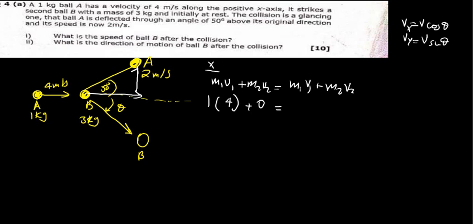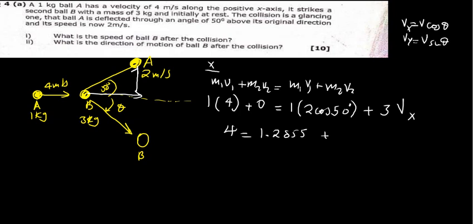So the mass is still 1, but the velocity v1 we're going to use here is the velocity in the x. That is going to be 2 cos the angle at which it was deflected, that is 50. And then plus mass 2, that is 3 kg. We don't know the velocity at which it moves. Let me call it vx, that is the velocity in the x. That is an x component. So this is going to be 4 equal to 2 cos 50, that will give us 1.2855, and then plus 3 vx.